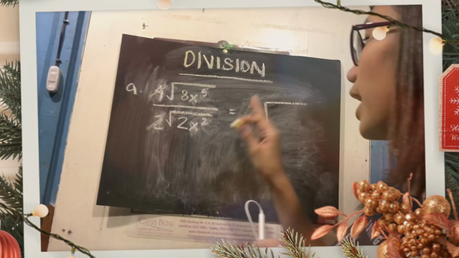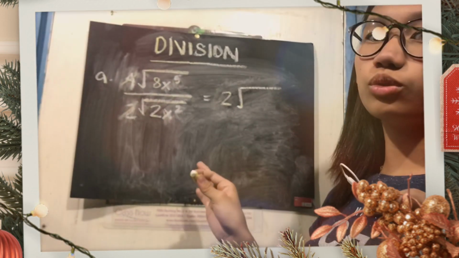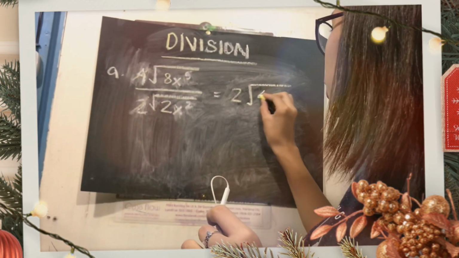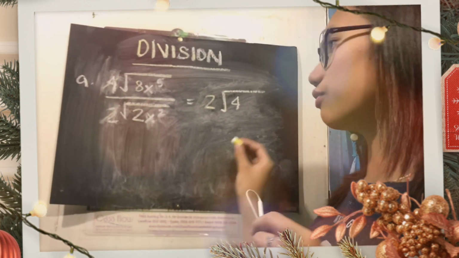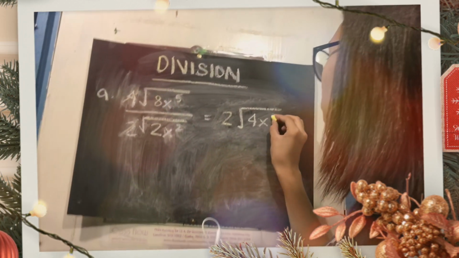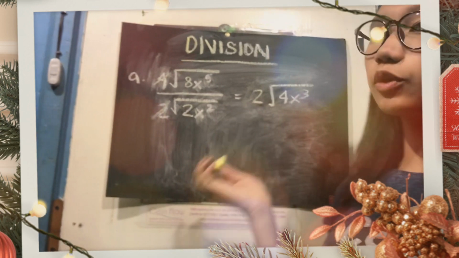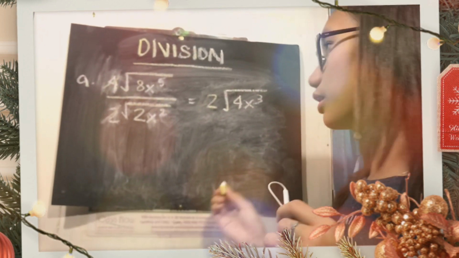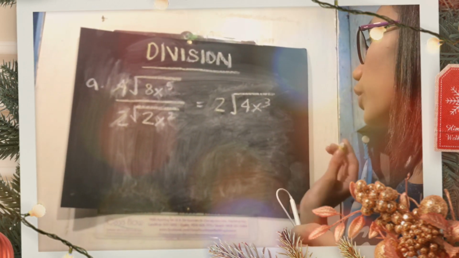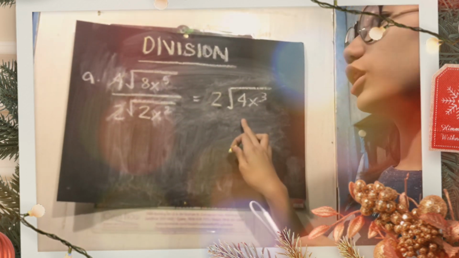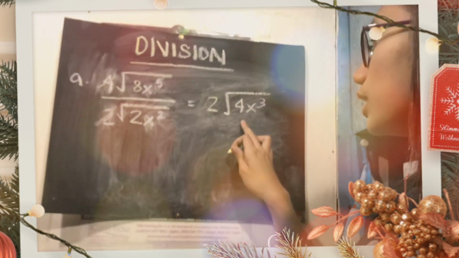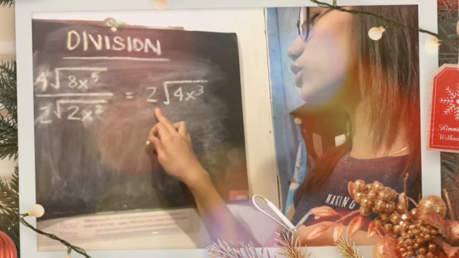When we divide 8 by 2, we will have 4. Then x raised to 5 and x squared, we will have x cubed, because in dividing an exponent, we need to subtract it. So we have 2 square root of 4x cubed. What is the square root of 4? We have 2. Then the 2, we will put it outside the radical.